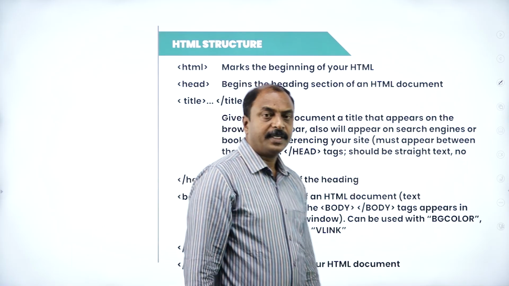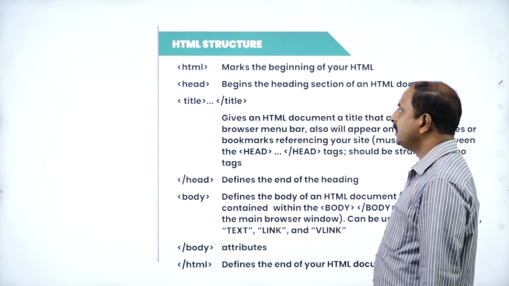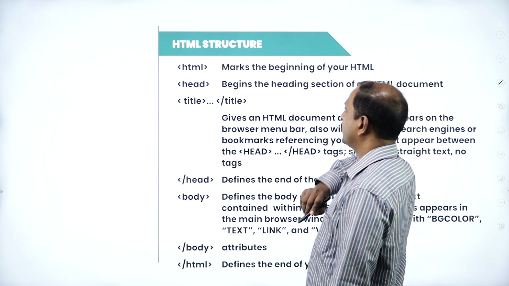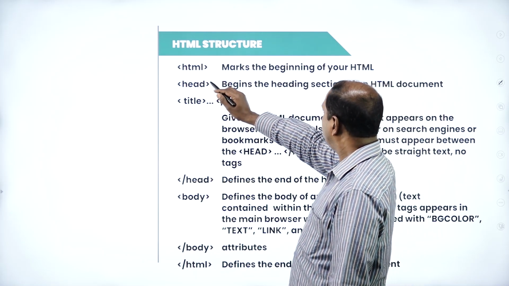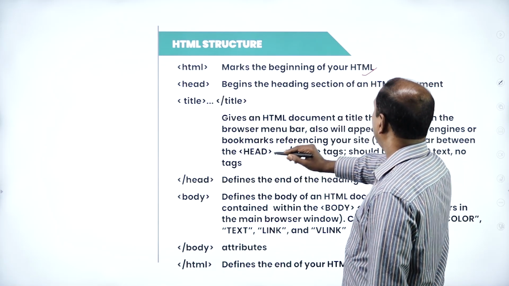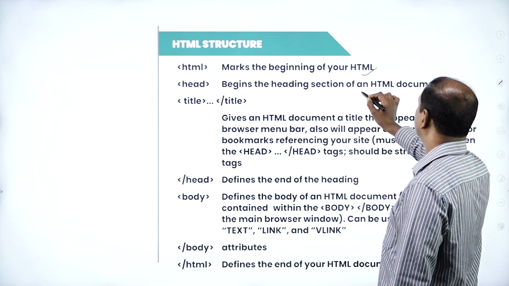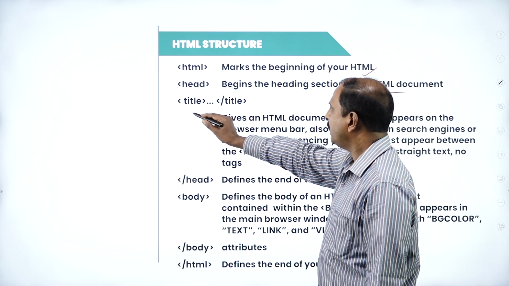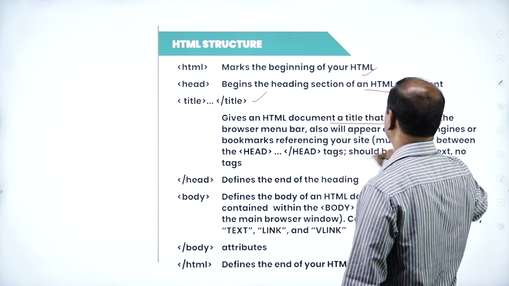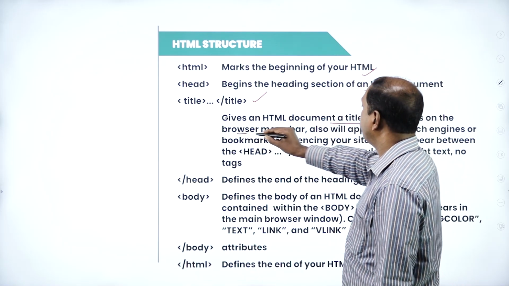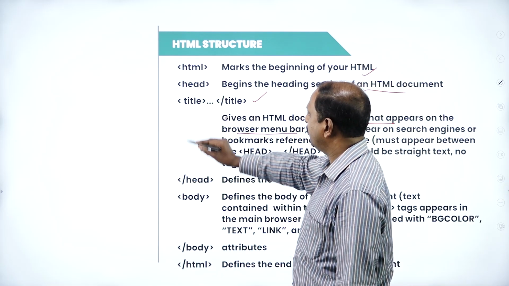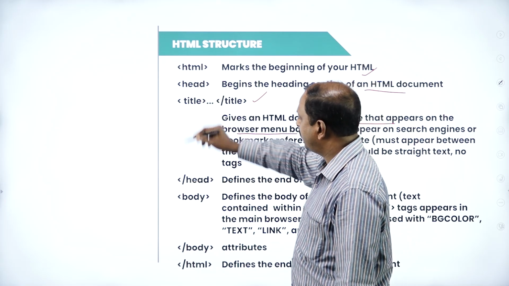Now let us see the structure of the HTML language, and each and every language has its own structure. First start with the HTML tag. It indicates the beginning of HTML. Next, the head tag, and it indicates the beginning of the heading section of an HTML document. Then the title tag. It gives the document a title which appears on the browser's menu bar. Next, we close the head tag here, and the title tag is in between the head tags.